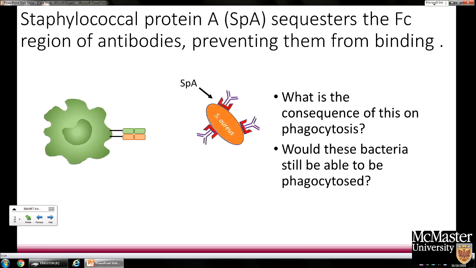And these receptors can bind the Fc region of the antibodies on these bacteria, leading to opsonization and increased efficiency of phagocytosis. But as I mentioned previously, Staph aureus can produce this staphylococcal protein A, or SPA, and what this protein does is it actually sequesters the Fc region of antibodies, preventing them from binding. So this brings to light what are the consequences of this SPA protein on phagocytosis, and are these bacteria still able to be phagocytosed even with this Fc region sequestered away?